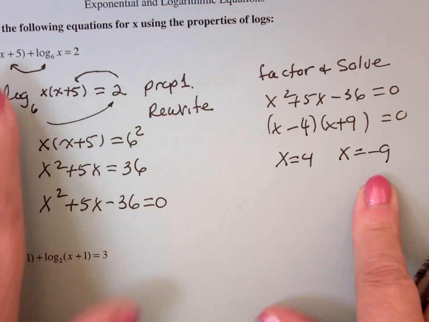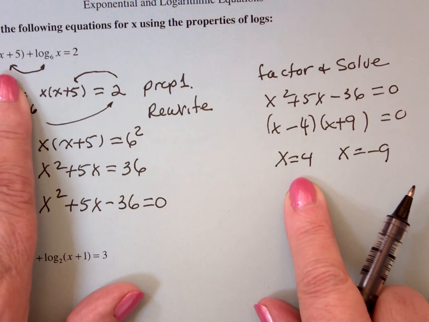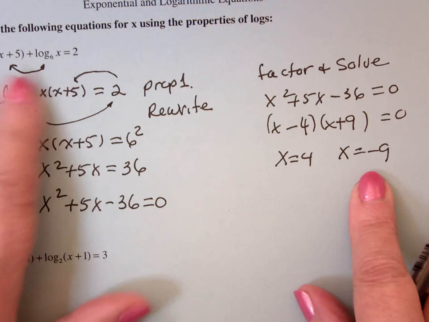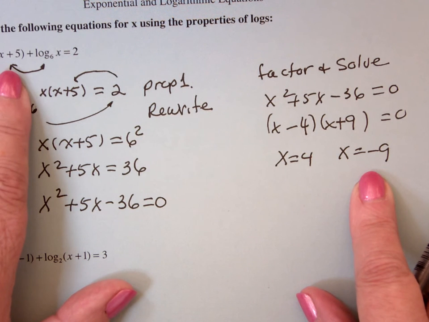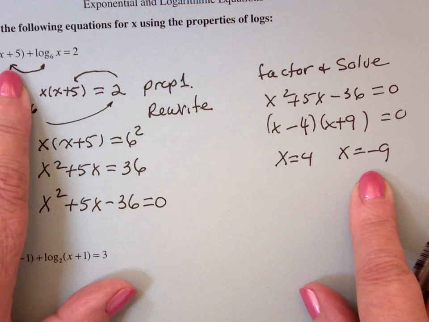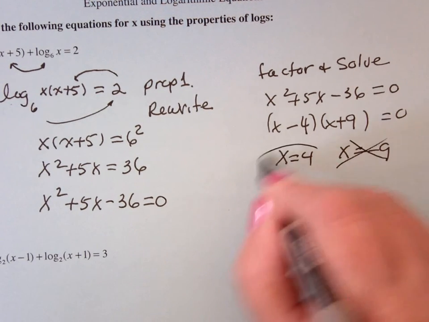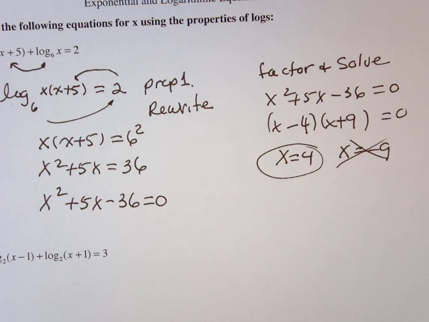And I come back up here. If I put 4 in, 4 plus 5 is 9, no problem. Log base 6 of 4, no problem. Negative 9: negative 9 plus 5 is negative 4. Can't take the log of a negative number. So this guy gets tossed. Cool.